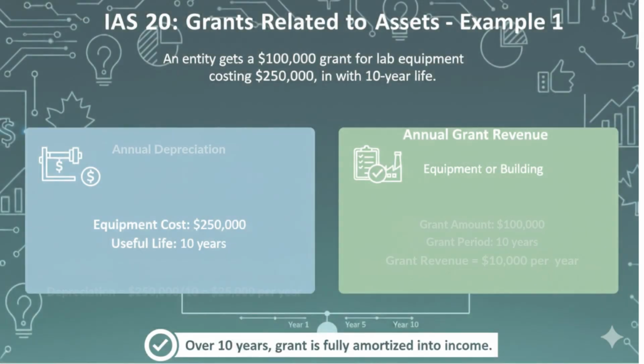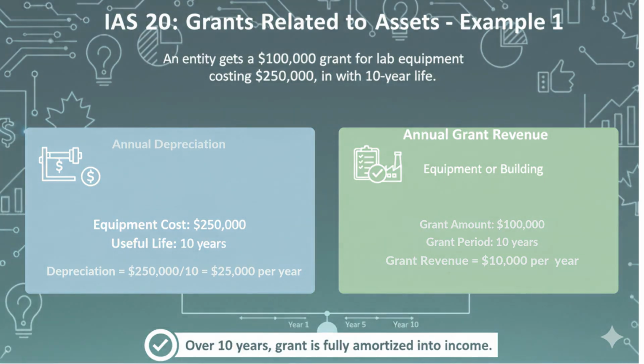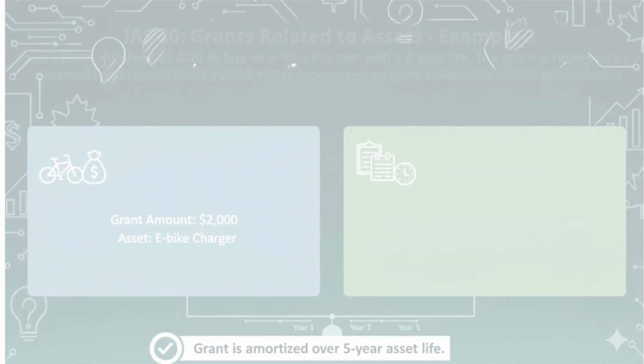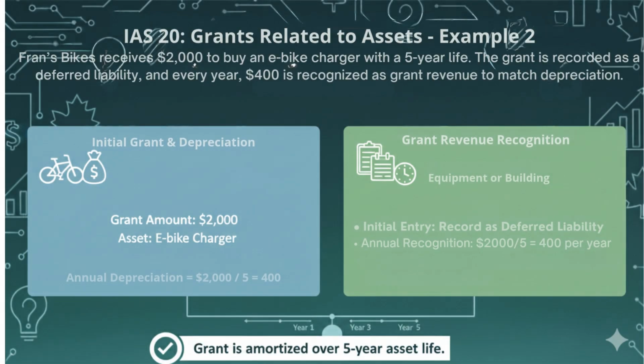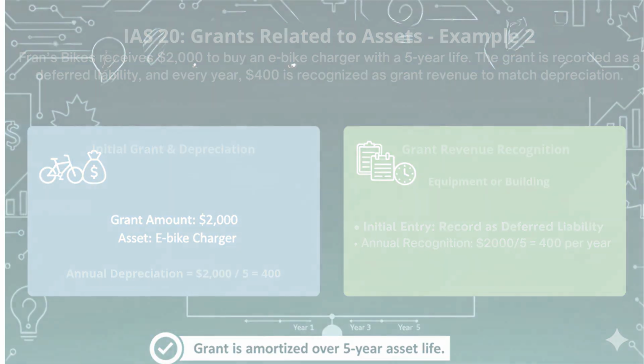Example 1. An entity gets a $100,000 grant for lab equipment costing $250,000 with a 10-year life. Each year, depreciation equals $25,000. Grant revenue recognized equals $10,000 per year. So, over 10 years, the grant is fully amortized into income. Example 2. Franz Bikes. Franz Bikes receives $2,000 to buy an e-bike charger with a 5-year life. The grant is recorded as a deferred liability, and every year, $400 is recognized as grant revenue to match depreciation. Presentation here also matters. We'll get to gross versus net presentation shortly.